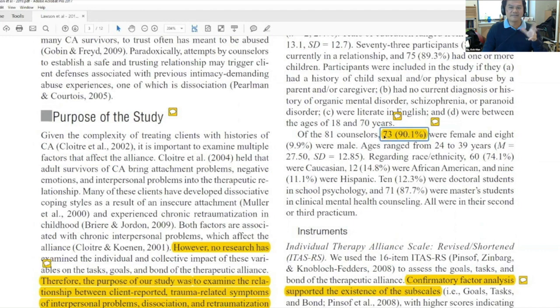Now, this is some semantic or linguistic choice. You provide the number and then you provide the percentage. Why would that be necessary? Is it not enough to just report the percentage or just the number? What do you think is the purpose of doing that, when there are like 73 out of 81 counselors and then you put a percentage? Why would that be a good practice?